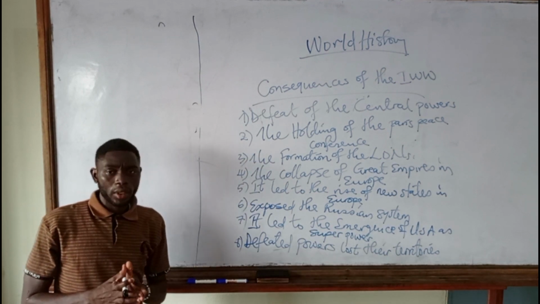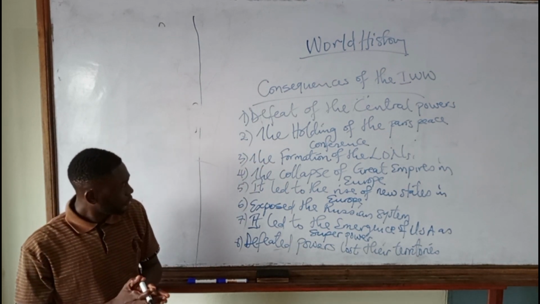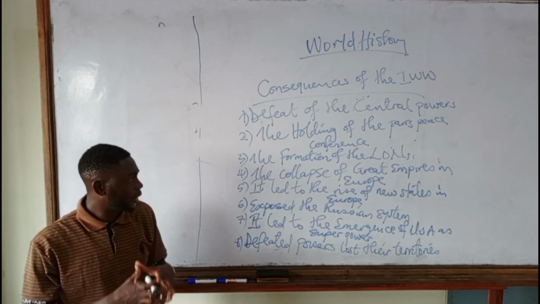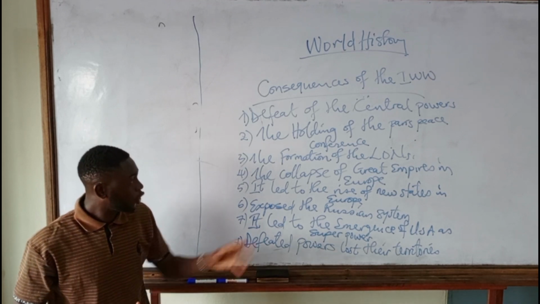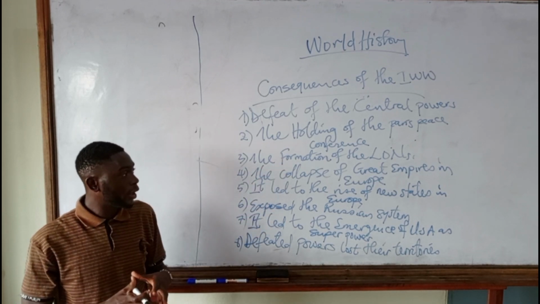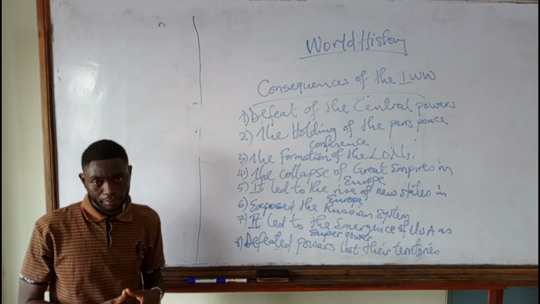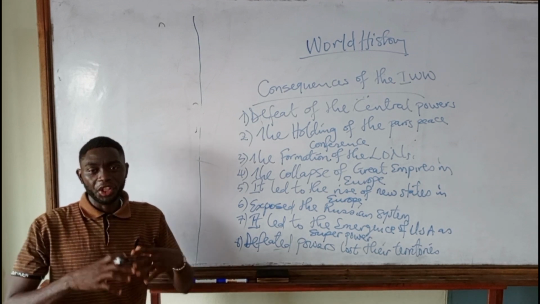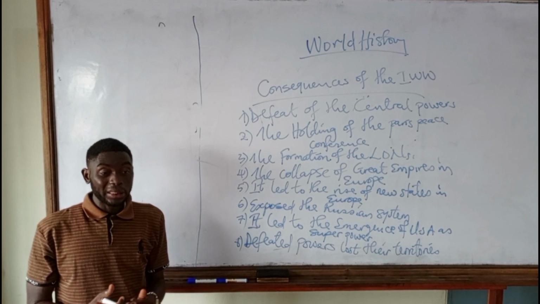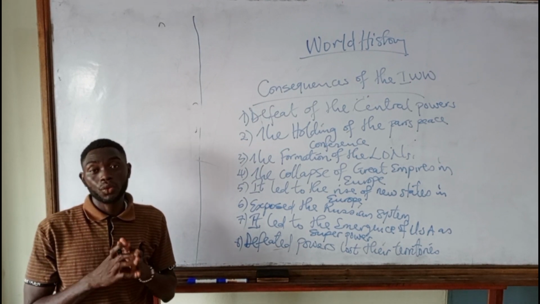We move again to the third impact of the First World War, the third political impact. We talk about the formation of the League of Nations. The League of Nations was an international organization that was formed at the end of the First World War.